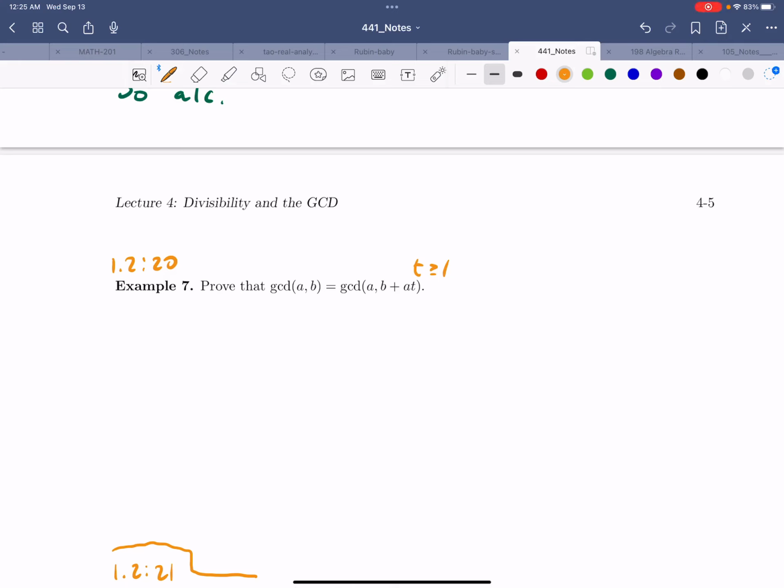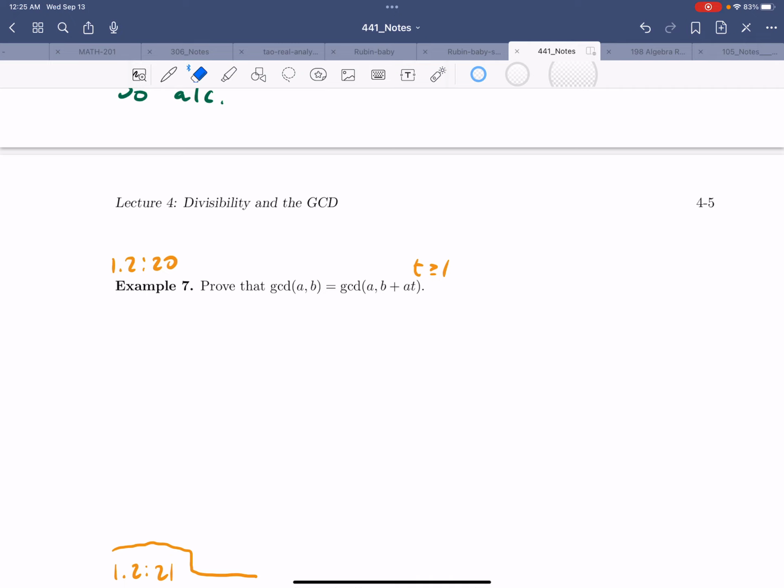Hey everyone, let's prove example 7 from the notes, or exercise 20 from section 1.2. We're going to prove that the GCD of A and B equals the GCD of A and B plus any multiple of A, right? I didn't write this down, but we're going to assume that T is greater than or equal to 1. It's pretty obvious when it's 0.